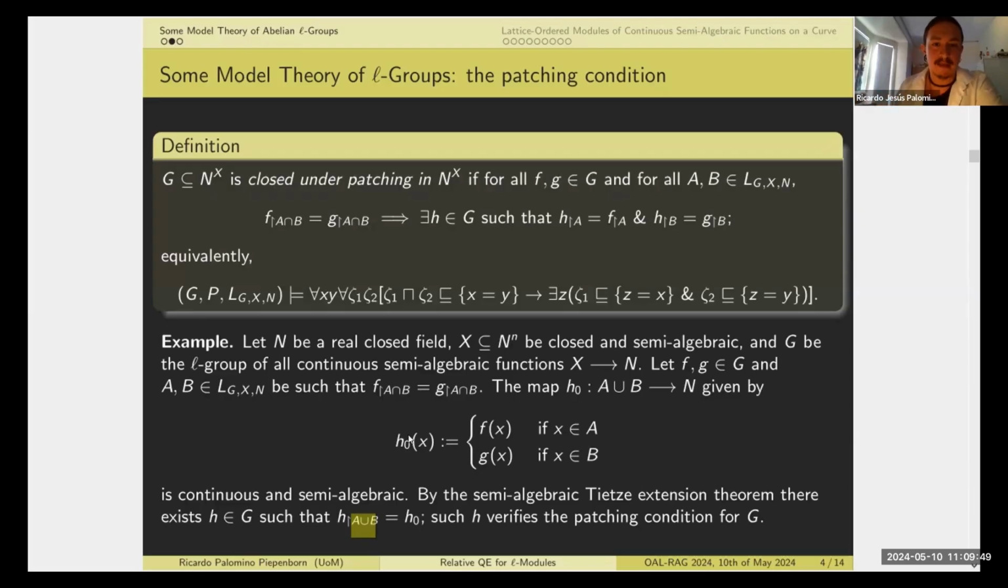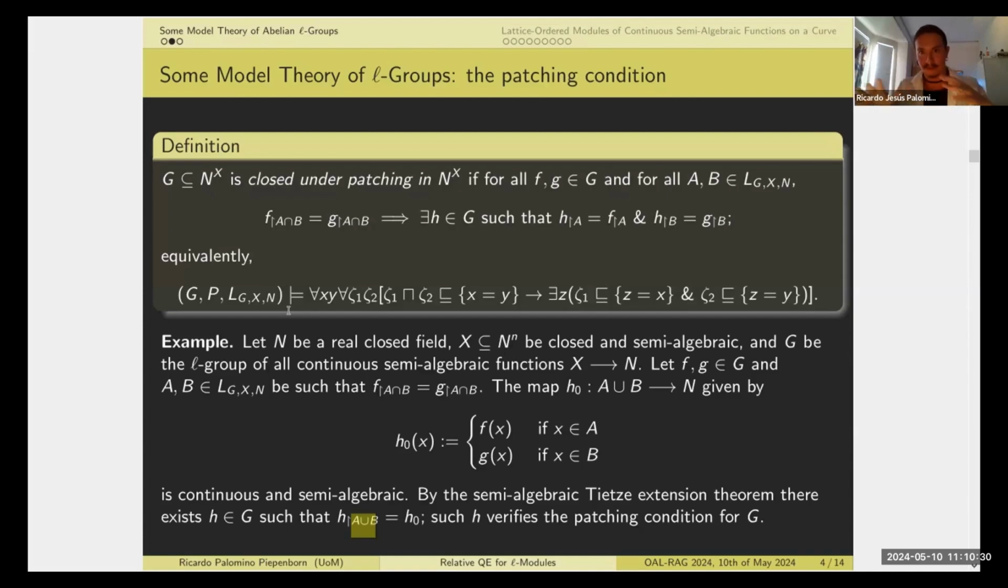So let me maybe just say that everything that I've said so far about L groups is about L groups of functions. It's very well known that abelian L groups are representable. So these are subdirect products of totally ordered groups. And using this representation, one can see that every abelian L group is isomorphic to an L group of functions. And one can also use the same reasoning to show that when I'm given an arbitrary L group, that might be represented or not as an L group of functions, you can always extend it, you can always enrich it to a standard structure which is closed under patching.